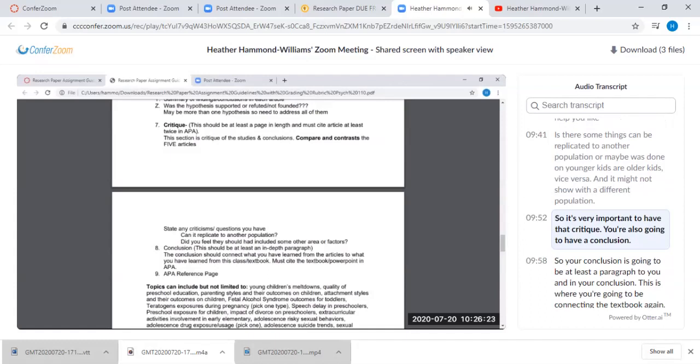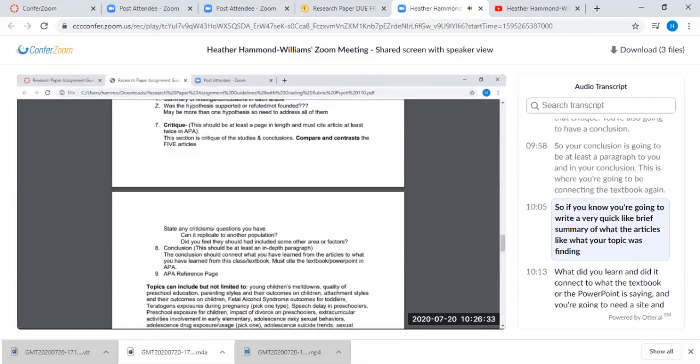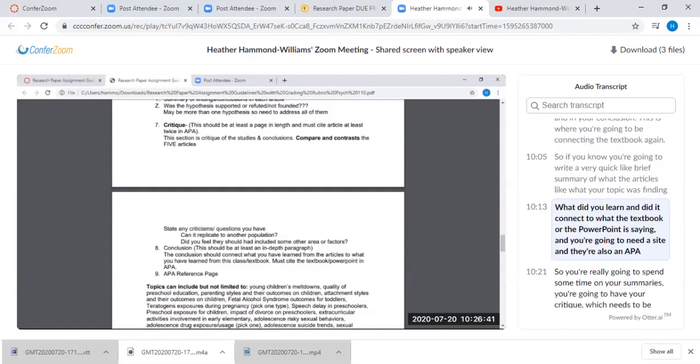You're also going to have a conclusion, which is going to be at least a paragraph too. In your conclusion, this is where you're going to be connecting the textbook again. You're going to write a very quick, brief summary of what the articles on your topic were finding, what you learned, and whether it connected to what the textbook or the PowerPoint is saying. And you're going to need to cite in there also in APA.